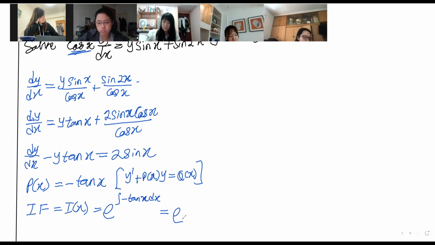What is the first thing you will do to integrate tan x, I mean minus tan x? It will be ln cos x. Ln cos x. How do you get that? Integral of what? Negative sine x over cos x. That's it.